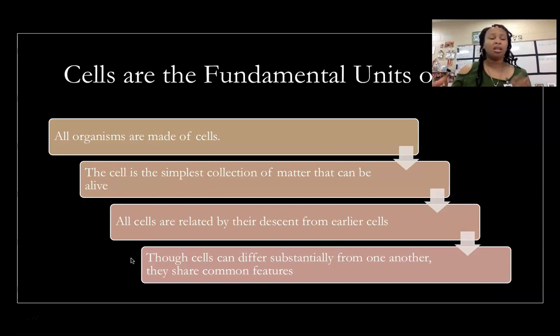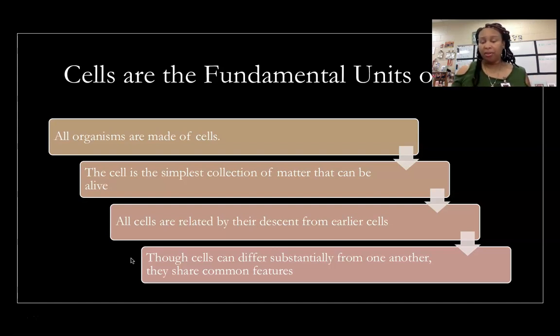So again, in talking about cells, key things to remember: the cell is the fundamental unit of life. It is the basic unit of structure and function of living things. If something is alive, it is made of cells. That is one of the key distinguishers between living and non-living things. If it's made of cells, it is living. If it is not made of cells, it is considered non-living. It's the simplest collection of matter that could be considered alive.